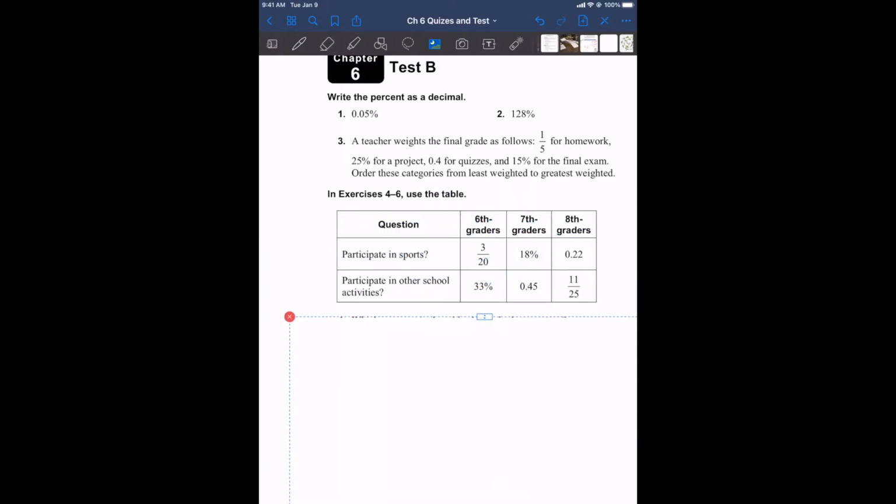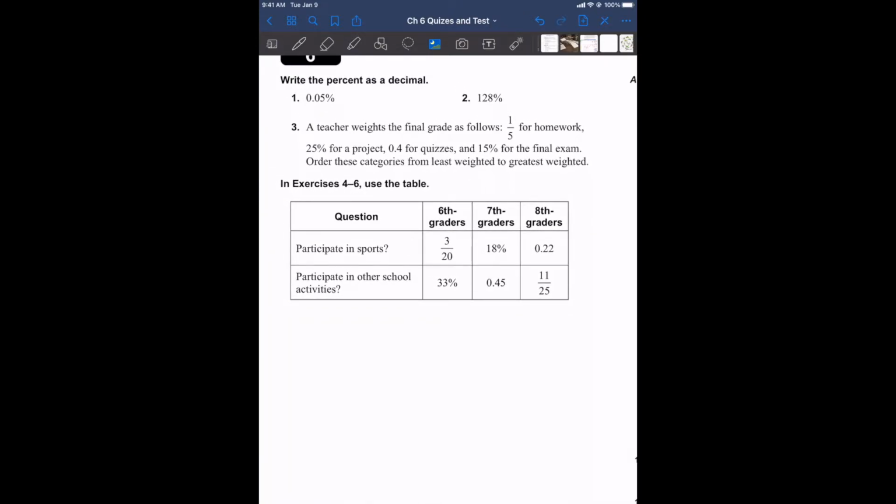In exercise 4 through 6, use this table to answer the questions. Before I show you the questions, let's look at the table. It looks like people voted, or it was more like a survey. I've got 6th graders, 7th graders, and 8th graders. Do you participate in sports? This many 6th graders said yes, this many 7th graders said yes, this many 8th graders said yes. Do you participate in other school activities? This many 6th graders said yes, this many 7th graders said yes, this many 8th graders said yes.